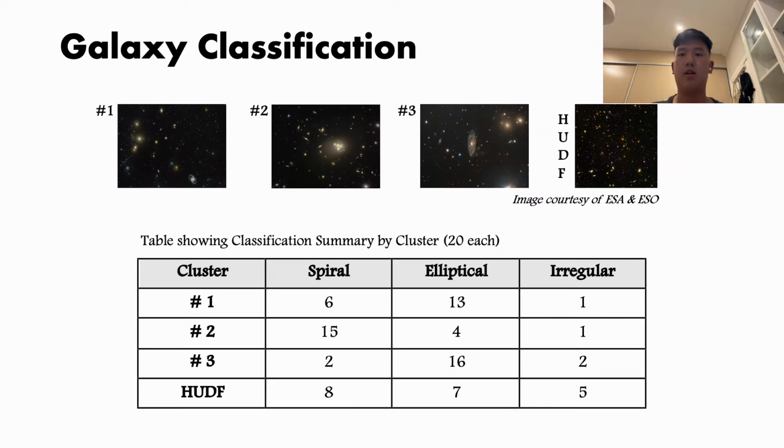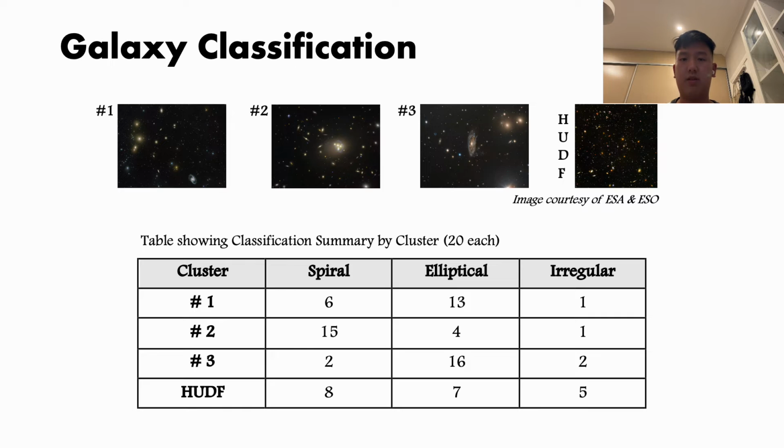overall structure. Moving on to classifying galaxies, I randomly selected 3 images from the ESO showing a different galaxy cluster, while the last image is from the Hubble Ultra Deep Field. The table reveals that elliptical galaxies dominate 2 of the 3 random clusters, supporting the idea that clusters contain many older merged galaxies. In contrast, cluster 2 has more spirals, indicating an environment where star formation is still active.